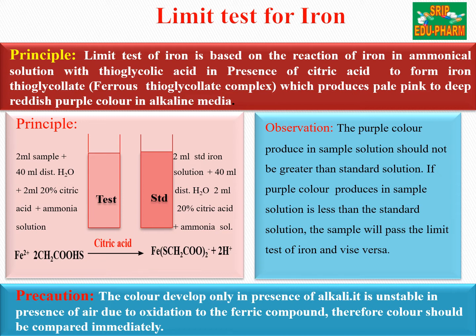Observation. In the limit test of iron, the observation is done by comparing the color intensity of the test solution with the standard solution. In the limit test of iron, the purple color produced in the sample solution should not be greater than the standard solution. If the purple color produced in the sample solution is less than the standard solution, the sample will pass the limit test of iron and vice versa.